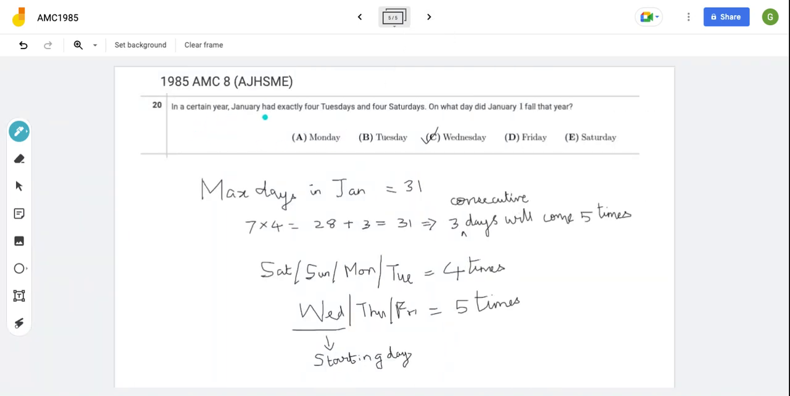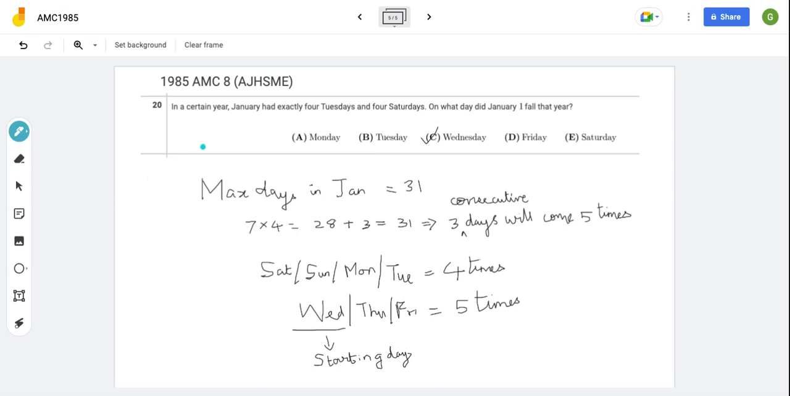In a certain year, Monday has exactly 4 Tuesdays and 4 Saturdays. On what day did January 1 fall that year? Okay, so first we see that January has a maximum of 31 days. 28 days is what 7 days make 4 times, right? But we have 31, so that means we have 3 extra days in January. That means 3 consecutive days will come 5 times.